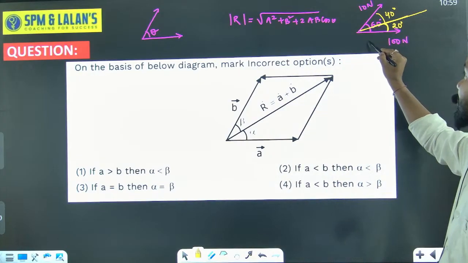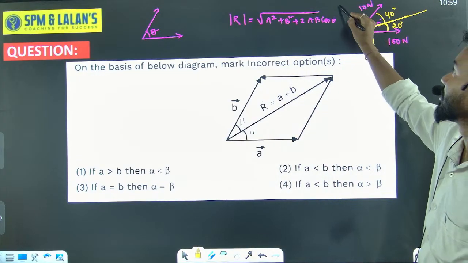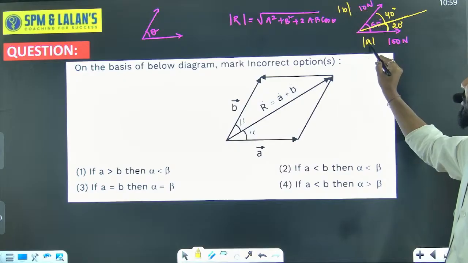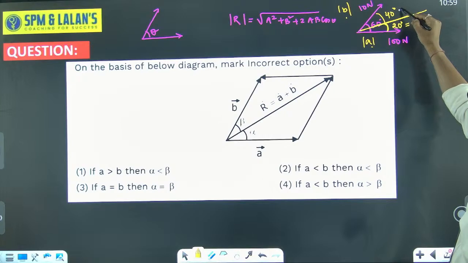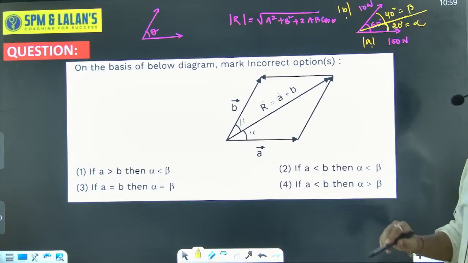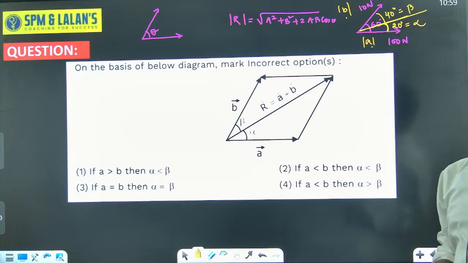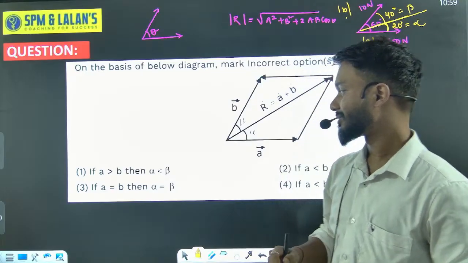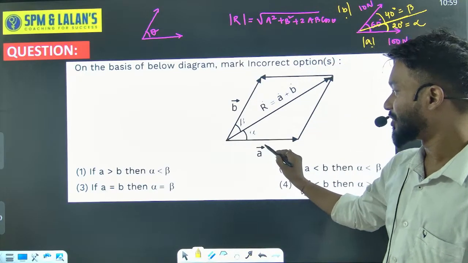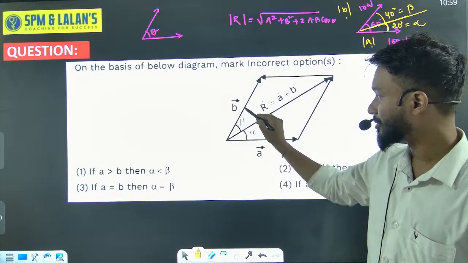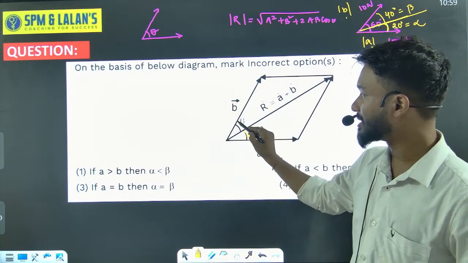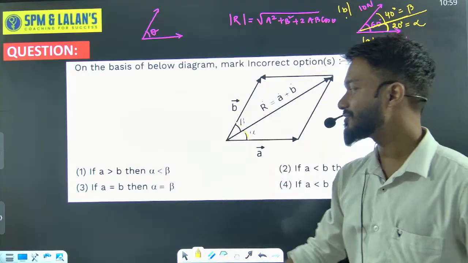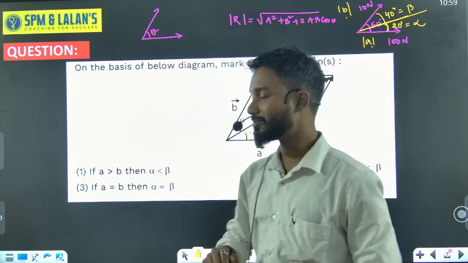Now in this question, what they have given, A is greater than B. Suppose this is magnitude of A and this is magnitude of B. Clearly you can see magnitude of A is greater than B. This one I'm saying it is alpha. This one I'm saying beta. Then alpha will be lesser than beta. If magnitude of A is greater than magnitude of B, this angle will be smaller. Correct. Beta, this angle will be larger. Option number 1 itself is matching. So answer will be option number 1.